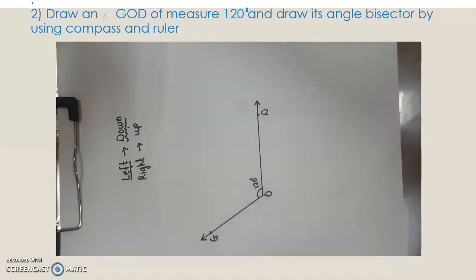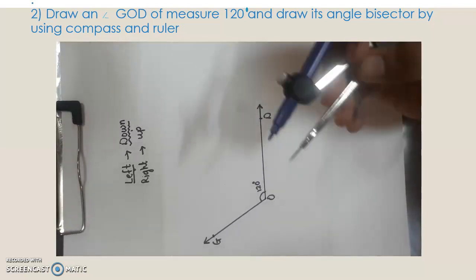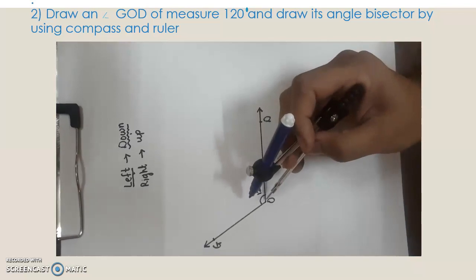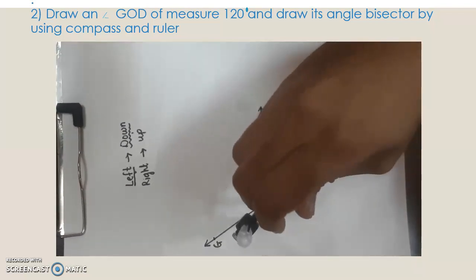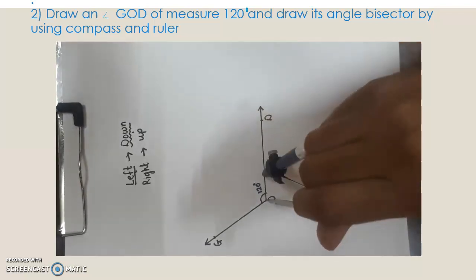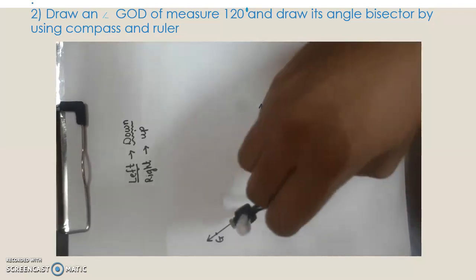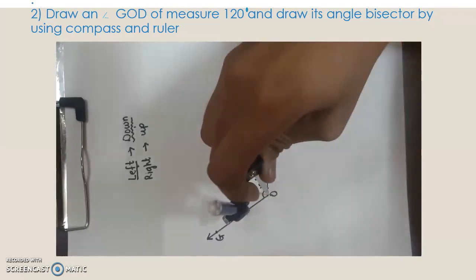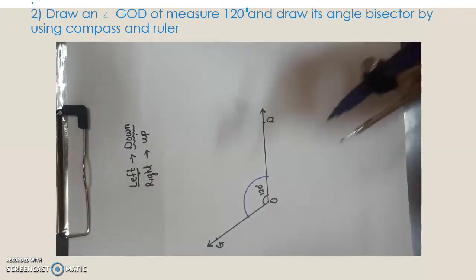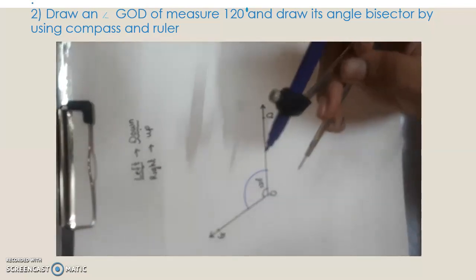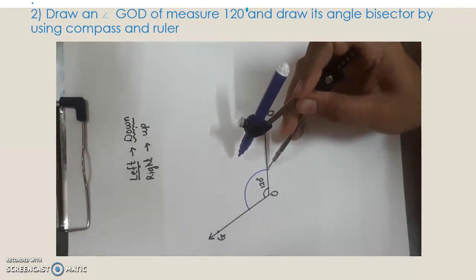Now further it is said to draw its angle bisector by using compass and ruler. So now we will keep the rounder on the vertex of the angle and we have to put one arc. Now there are two ways. Either you draw two arcs, one on each arm, or you draw one arc smoothly from one arm to the other arm. Here I am drawing one arc smoothly starting from one arm to the other arm. Now let the measure of the compass stay that only, or increase it a little bit, that will do.